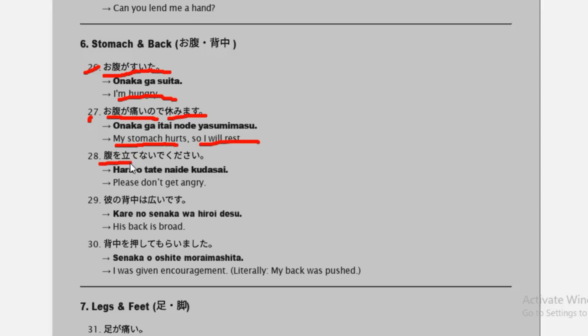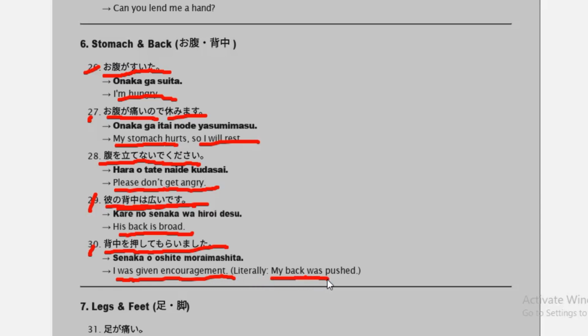Hara o tatenai de kudasai means please don't get angry. The next is kare no senaka wa hiroi desu, means his back is broad. The next is senaka o oshite moraimashita, means I was given encouragement. And the literal meaning is my back was pushed.